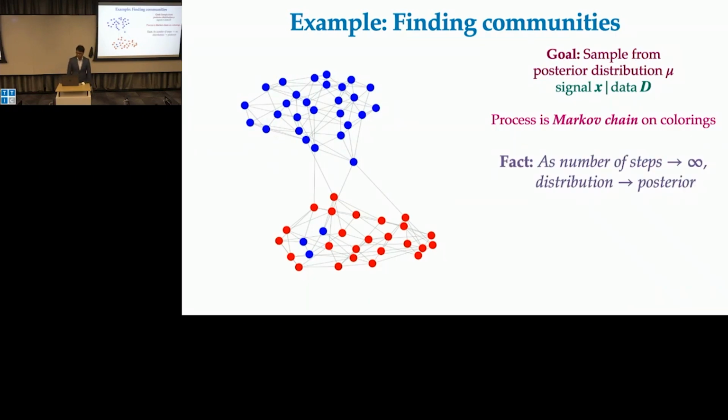And one basic fact about this Markov chain is that as you let it run for time going to infinity, the distribution it converges to is actually the posterior distribution over colorings given the graph. As you can see, we let this run, and it indeed seemed to have found a pretty decent coloring. And the term that we're going to use to refer to the long-term distribution of a Markov chain is its stationary distribution.